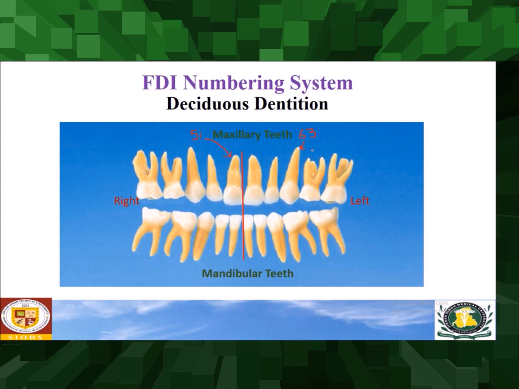Now the mandibular right first molar. This whole arch is the mandibular arch, and this tooth is the first molar. This quadrant is 7 and this quadrant is 8. So this is the 8th quadrant, and the number is 1, 2, 3, 4. So the mandibular right first molar is referred to as 8-4 in the FDI notation system.